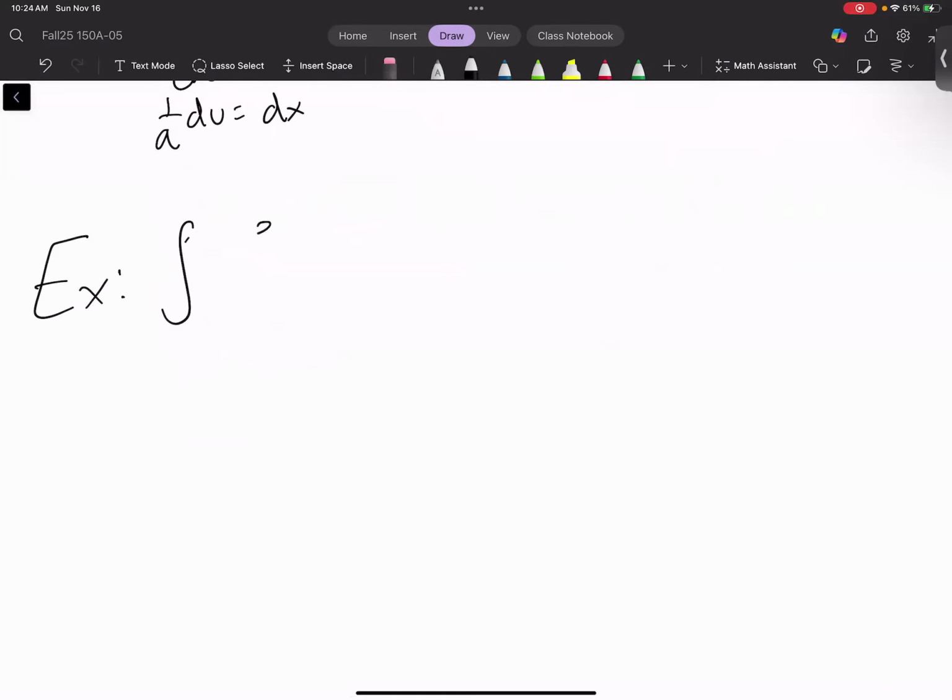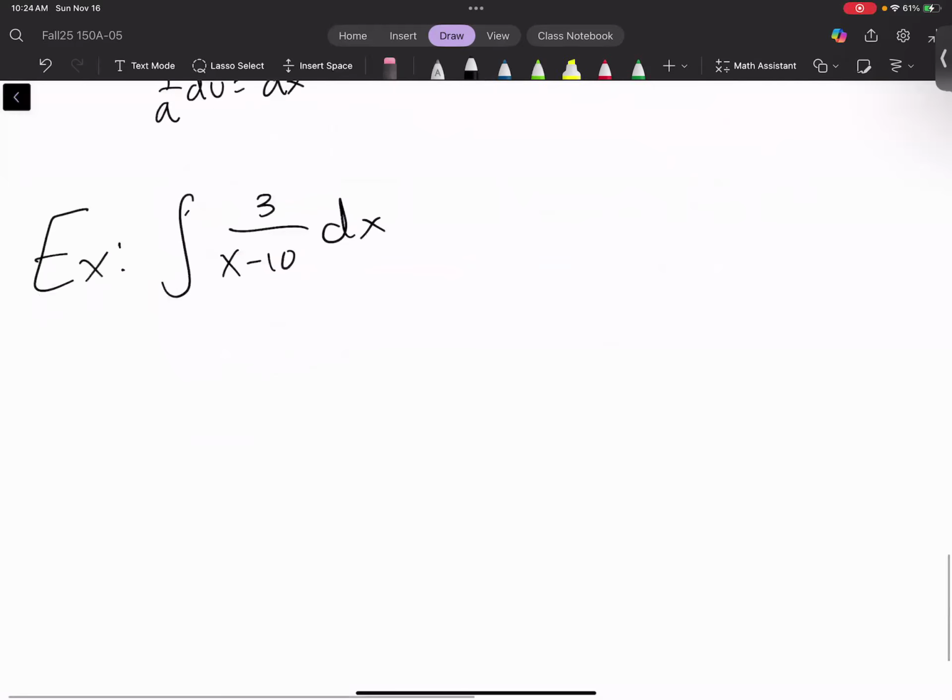Let's do the integral 3 over x minus 10 dx. Okay, and then let's also do the integral 1 over x plus 2 dx. Go ahead and pause here.